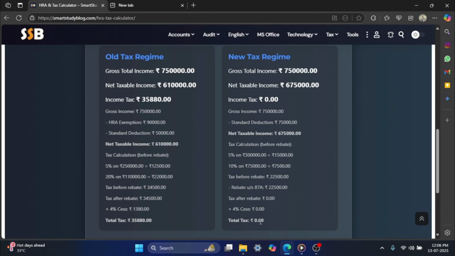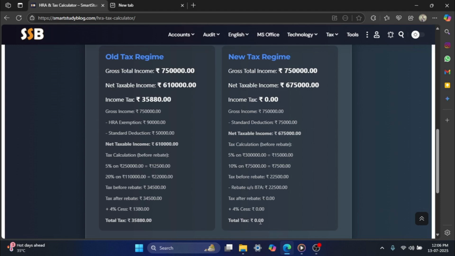So wrapping this up then, what does this all really mean for you, the listener? This calculator seems to genuinely simplify a tricky process. It does. It helps you maximize that HRA benefit by understanding the calculation, and crucially, lets you see clearly which tax regime saves you more money. Based on your actual income, your actual rent. It makes the decision informed, not just a guess. Absolutely. It puts the power of comparison right in your hands.